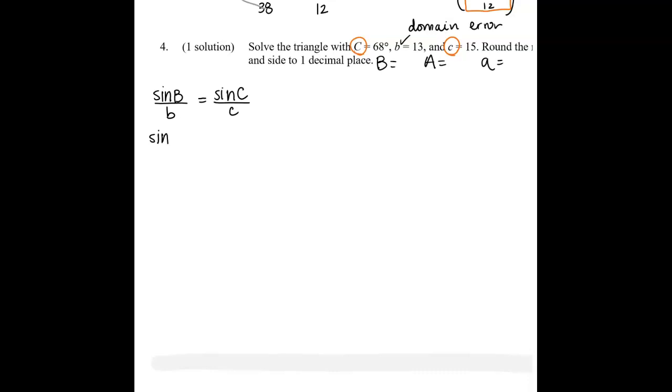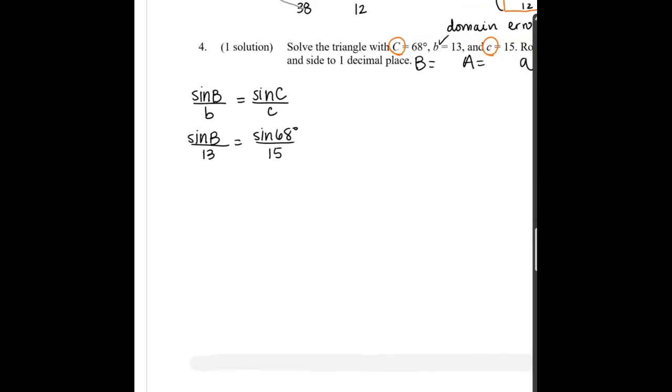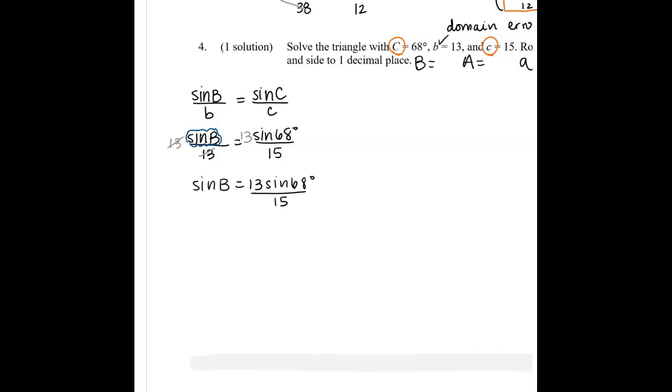So let's start plugging in what we know. We know little b is 13. Capital C was given as 68 degrees and little c was given as 15. Similar process here. I need to isolate that sine B so that we can use sine inverse. So both sides of this equation need to get multiplied by 13 to get it out of the denominator. Now we're going to come into both sides of this equation with a sine inverse so that we can cancel out this sine. Sine inverse on the left and sine inverse on the right.